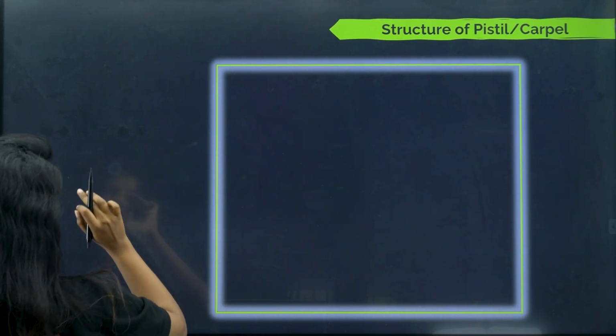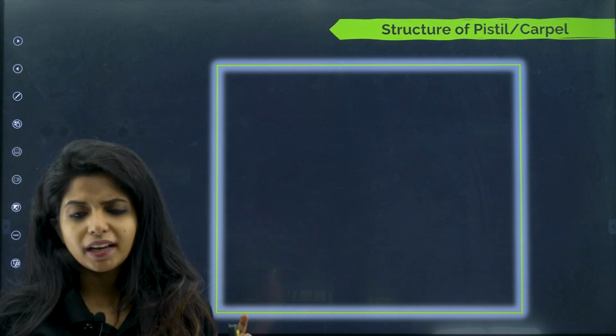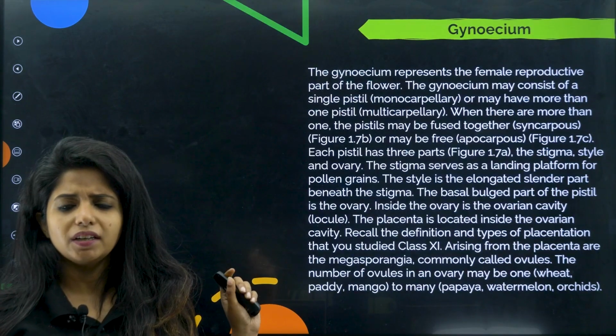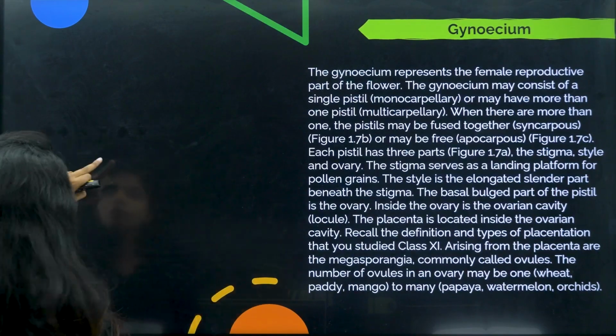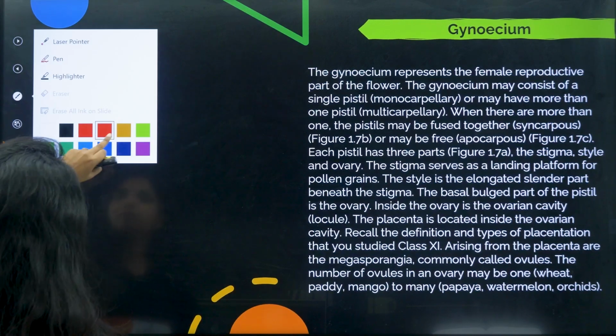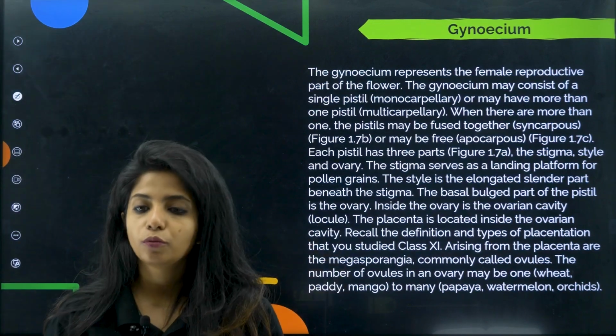Now, starting with the most important part. I wanted to make the diagram first, but when I started, I thought I should make you read the NCERT first and then we should make the diagram. It will give you more clarity.